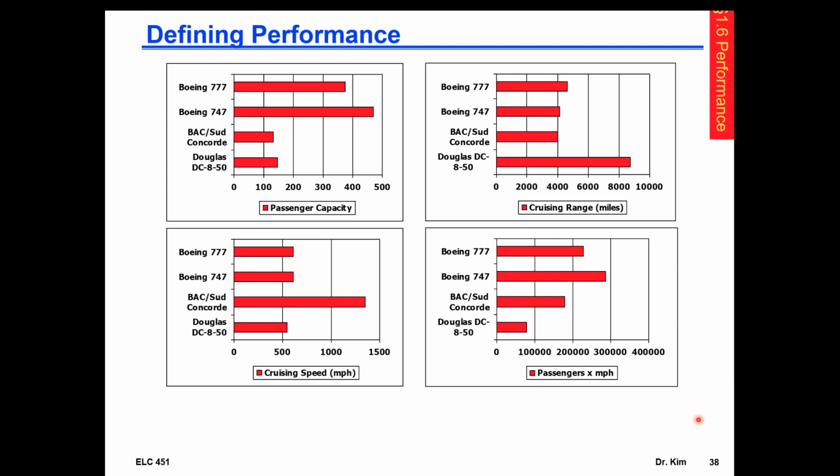So we have 4 different metrics. We are comparing 4 different systems. They all do the same thing basically. And then the question was, which one is the best?